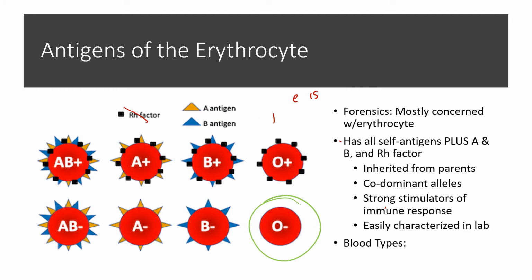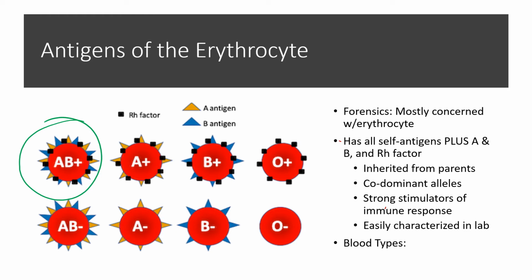Let's do one, and I'm going to pause for you to help figure it out. If your mom gives you an A antigen, and your dad gives you a B antigen, and your dad also has Rh factor, what's your blood type? AB positive. Mom has A, dad has B, dad also has Rh.